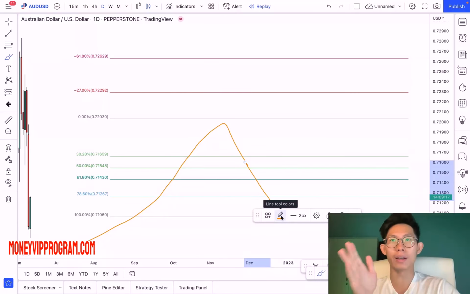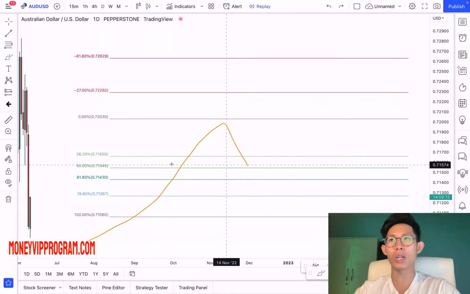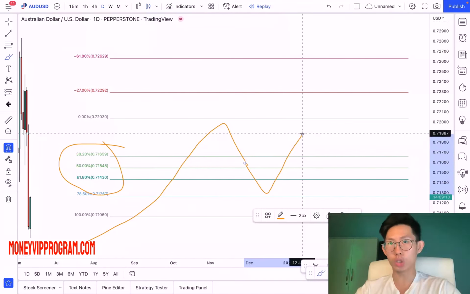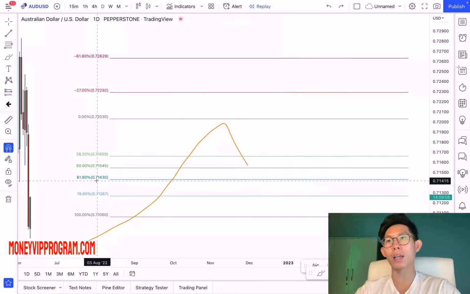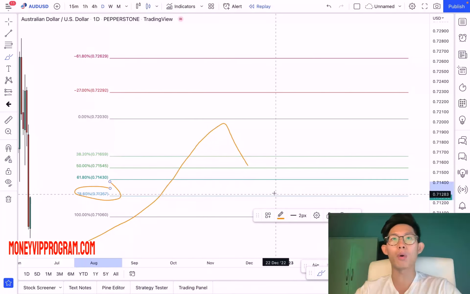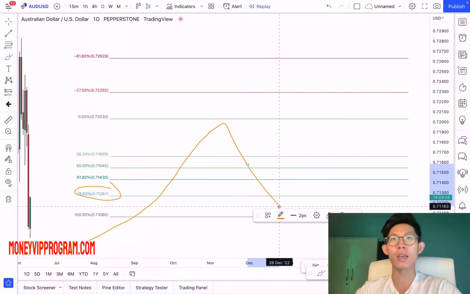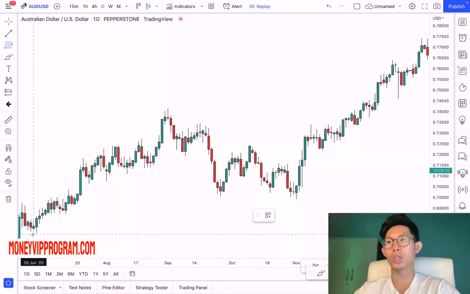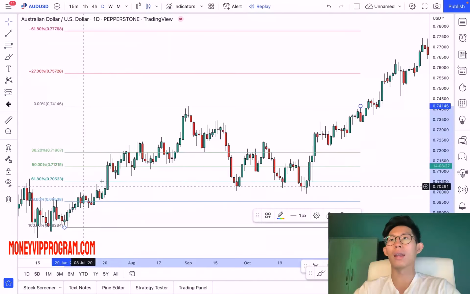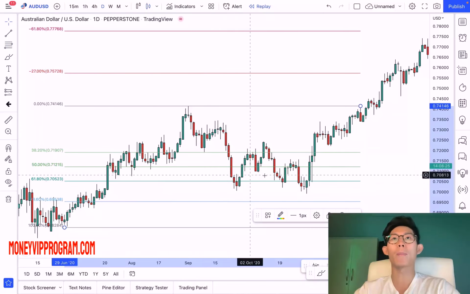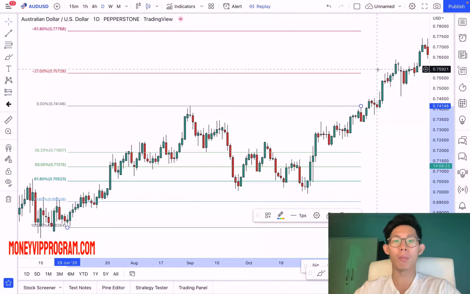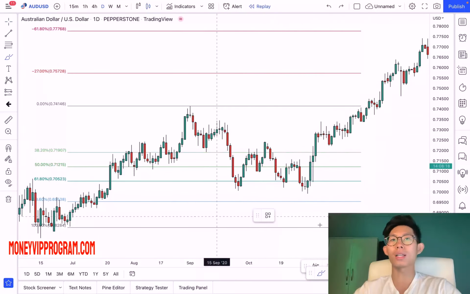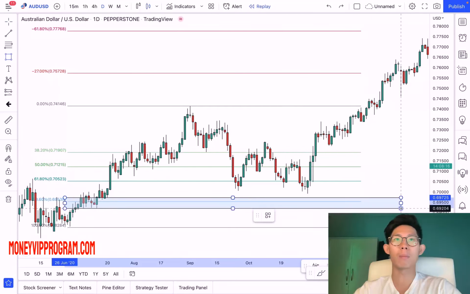Okay, let me explain again. When price retraces to any one of these levels, it is a retracement, okay? But if price breaks through the 78.6 level like this, it is a reversal. So like right here, you can draw a little Fibonacci and drag it all the way up here. Then you can see price retraced to the 61.8 level before pumping up, right? So this was obviously a retracement because price did not break below the 78.6 level.